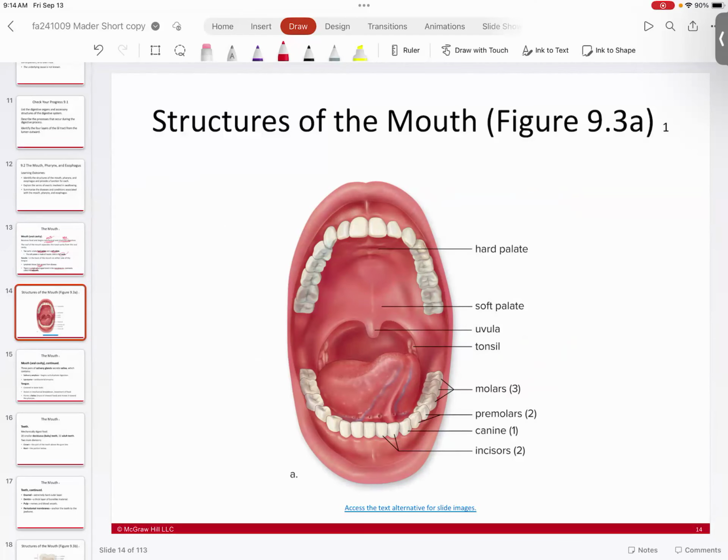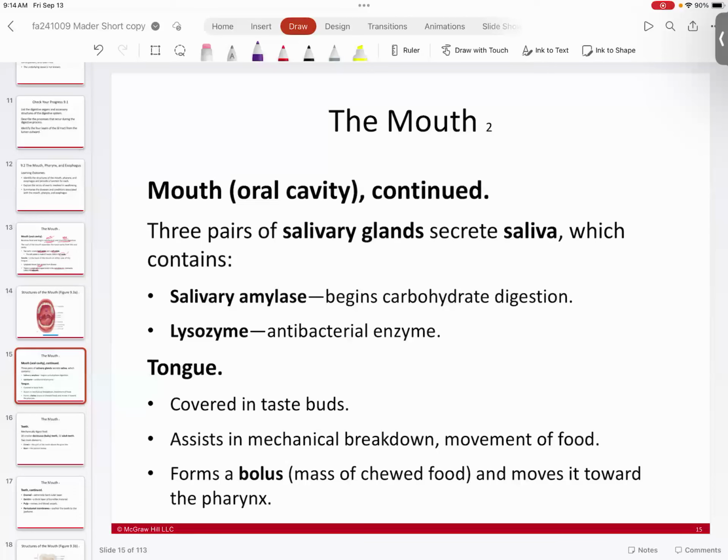So this is kind of what it looks like. You have your hard palate here in this upper region, and then you'll hit that little soft spot. That's your soft palate. You have your uvula and your tonsils, which are typically on the side. When they're swollen, you can actually see them and they become quite large.